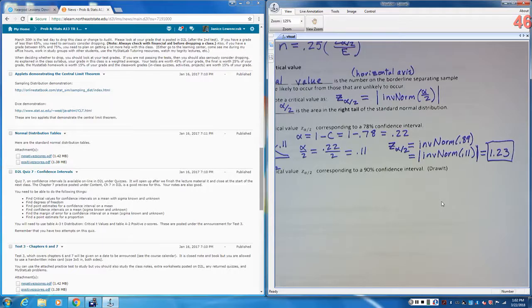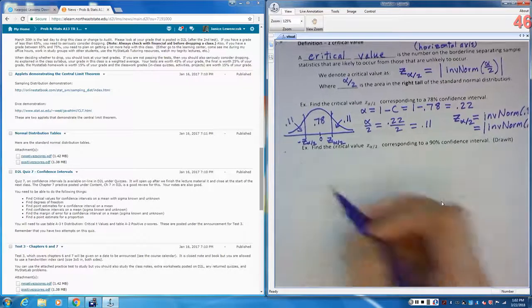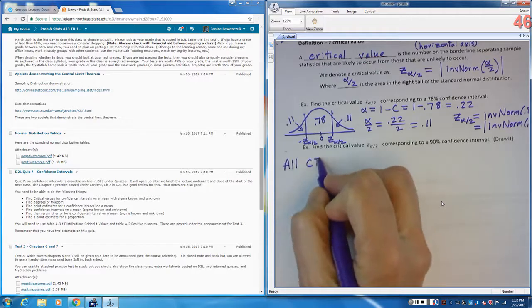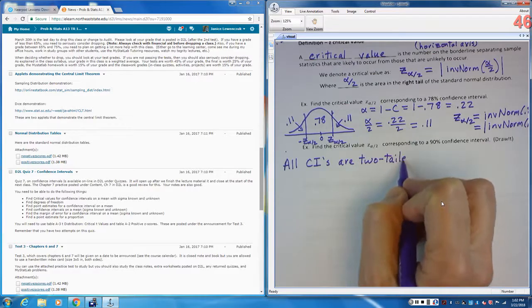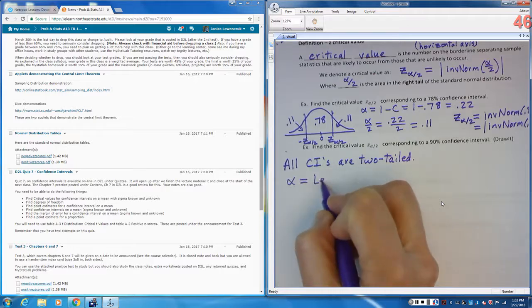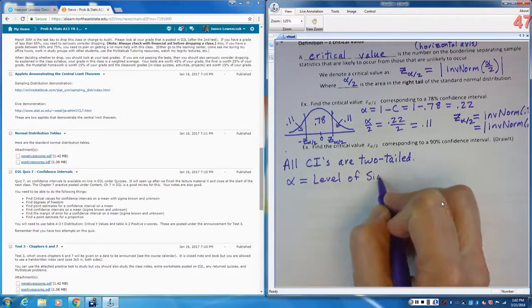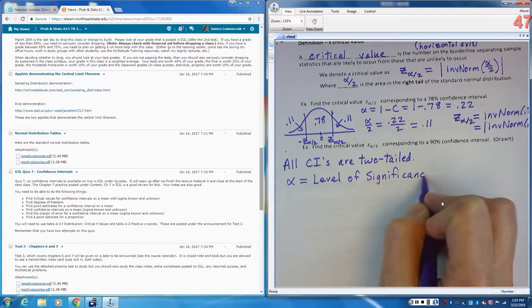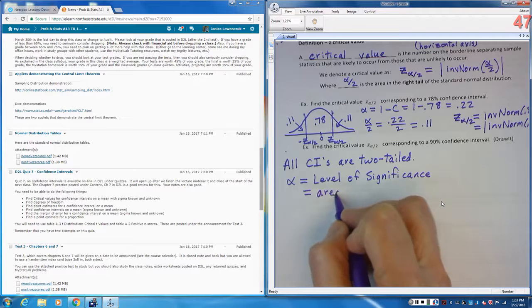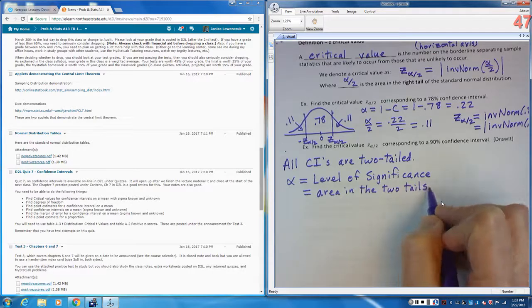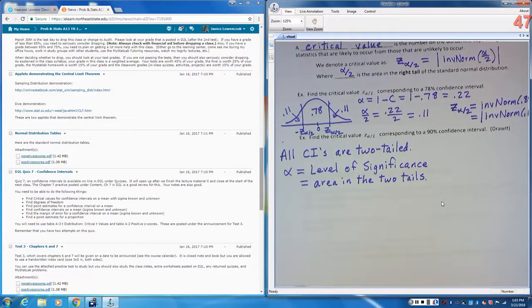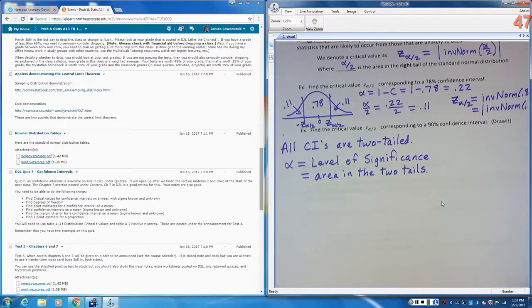So I wrote a few things down on my notes here. All confidence intervals are two-tailed. Alpha equals the level of significance equals the area in the two tails. And in terms of, for the 90% confidence interval, this is one of the common critical values.